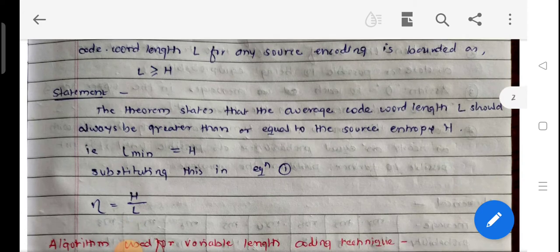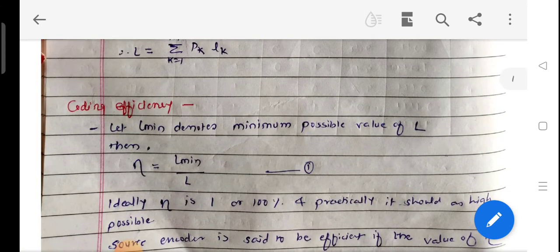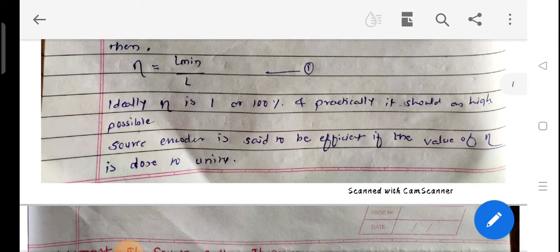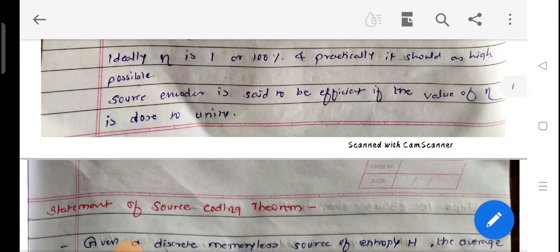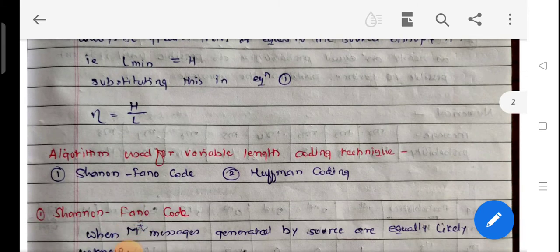So if we substitute this value in the equation of coding efficiency eta, the equation we previously had is L min upon L. If we put the minimum value of L min as h, we will get the equation for efficiency in terms of entropy and the code word length L as h by L.